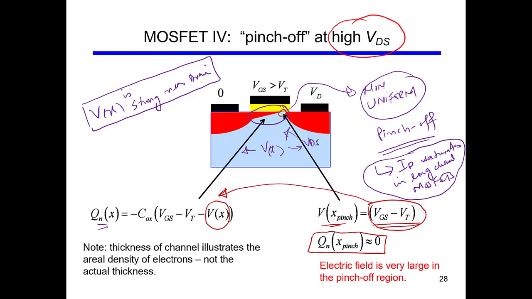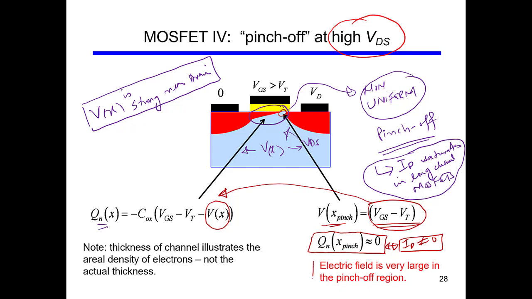So this is sort of very confusing, because the current ID is not equal to 0. But from here, the charge at the pinch-off point is 0. It's actually not 0, it's very near to 0. Okay?